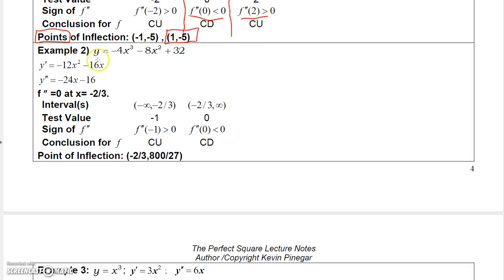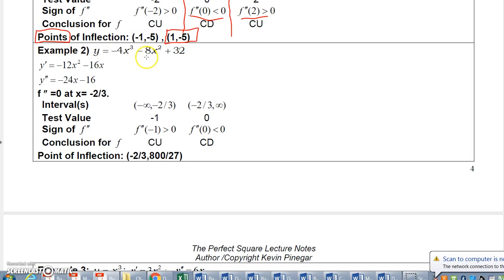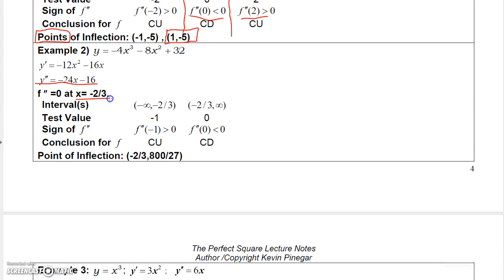Okay, so this next one here, y equals minus 4x cubed minus 8x squared plus 32. Again, I need to get the second derivative, and we know the second derivative is 0 at negative 2/3. And remember, when we tested it earlier, we found that to the left of negative 2/3, the graph was concave up, and to the right of negative 2/3, it was concave down.